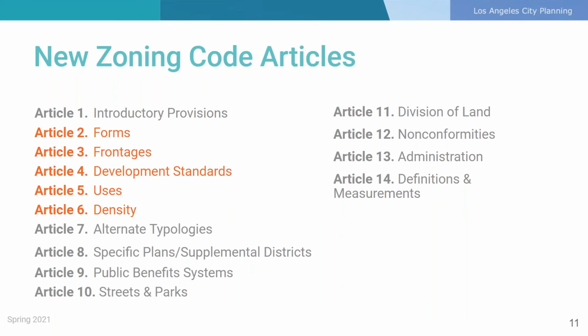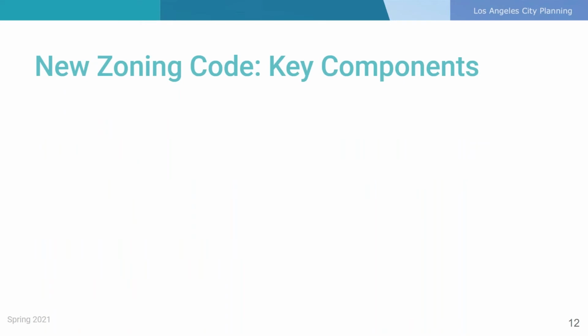Each of these articles can be found on the city planning website. As community plans across the city are updated, new zoning districts will be added to the zoning code to address the vast diversity of communities in Los Angeles. The new zoning code will only be implemented in a community plan area through a community plan update process. Articles 2 through 6 represent the key components of the new zoning code. Each article contains a set of regulations that apply to a certain aspect of development.